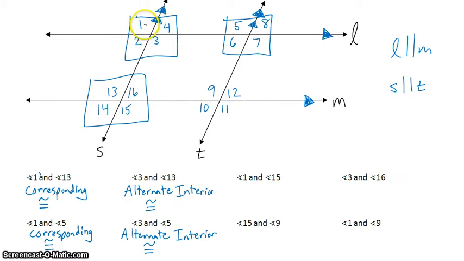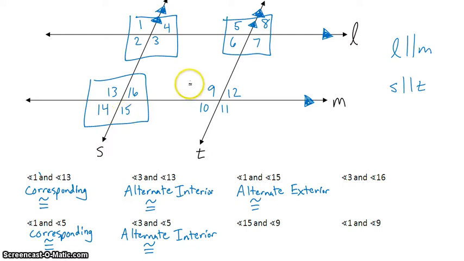If I look at 1 and 15, 1 and 15 are both on transversal S, and they're on opposite sides of S, so they're alternate. And they're outside of my parallel lines L and M, so they are exterior angles. And since L and M are parallel to each other, my alternate exterior angles are going to be congruent.